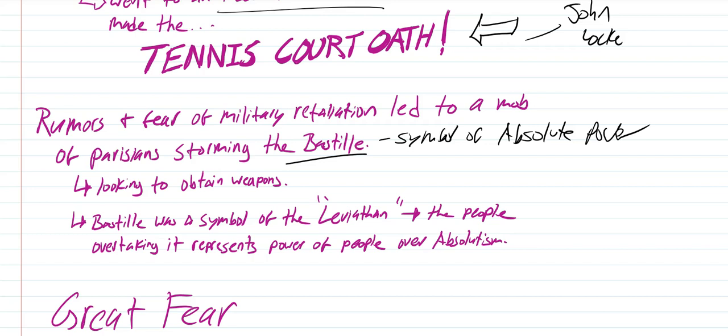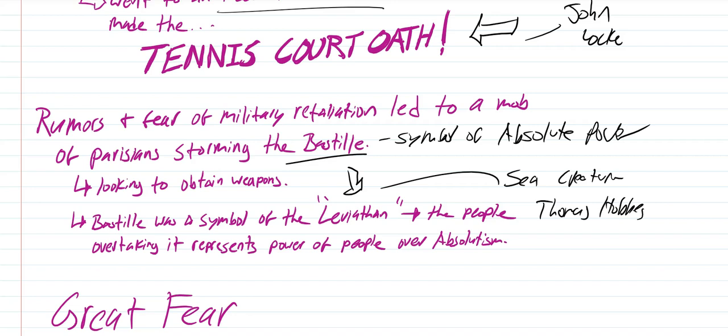And for the people to go there, storm this Bastille, and obtain weapons there and break it down physically with their hands, brick by brick, it is a symbol of the Leviathan, all right, the Leviathan being overcome by the people. So here's the thing: Leviathan was like a sea creature, all right, and Thomas Hobbes said that an absolute monarch needs to be like the Leviathan, if you're an absolute king.